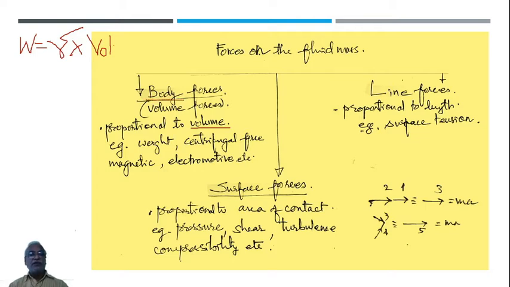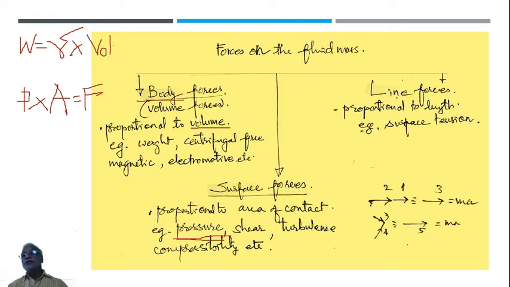Next is surface area forces. Now these are proportional to area of contact. The best example is pressure, stress, turbulence, compressibility, etc. Because you know that pressure, you have already worked with a lot of things. So pressure multiplied by area will be giving you the total force. So the surface area force is involving area into consideration.